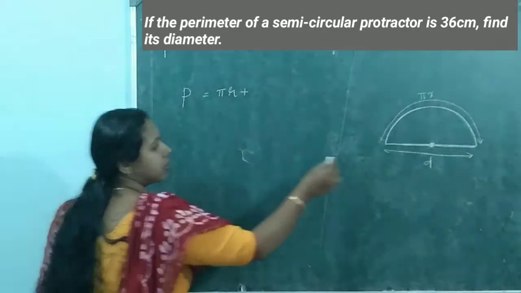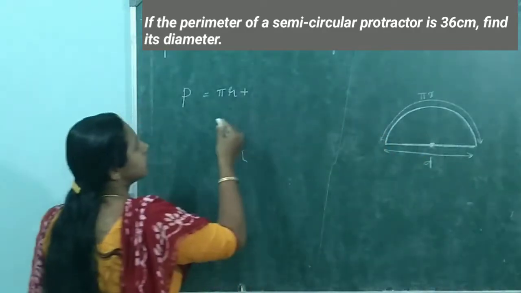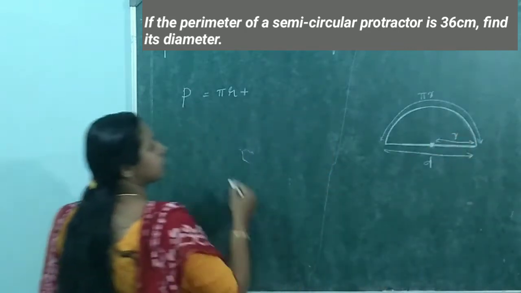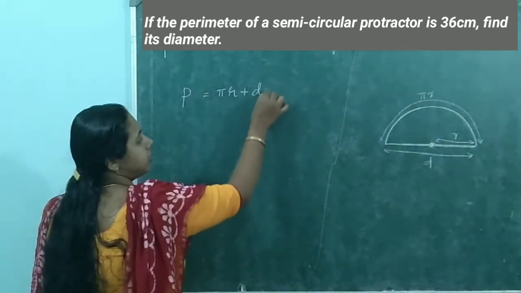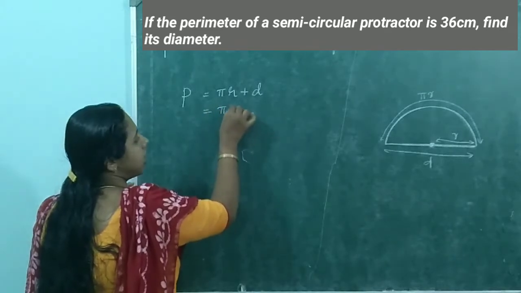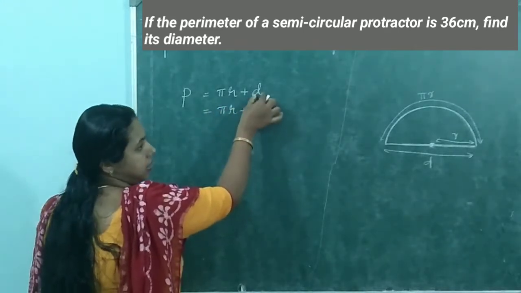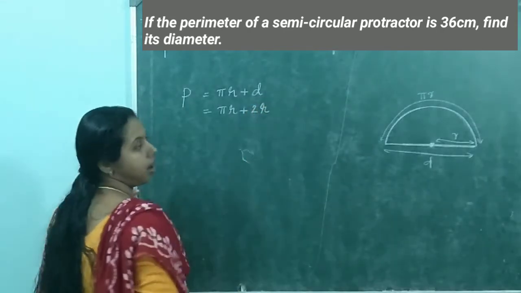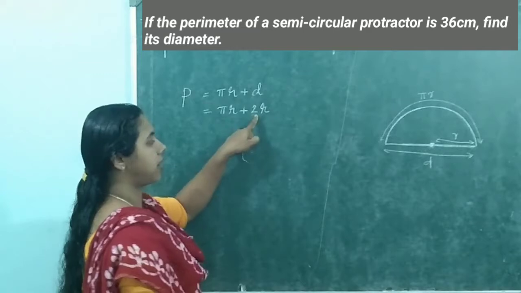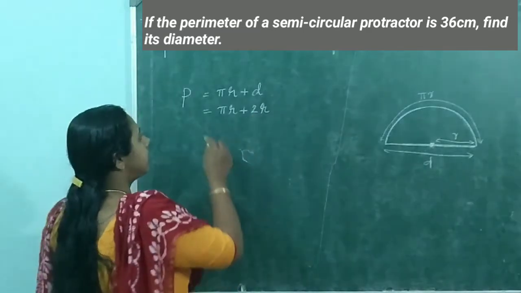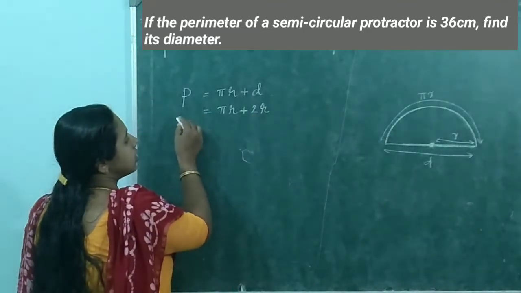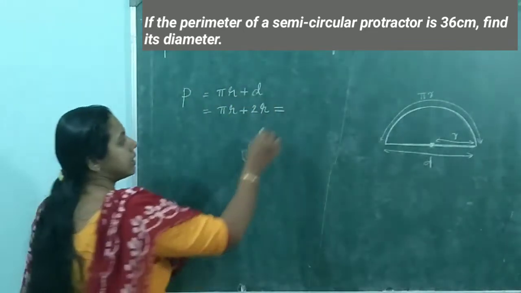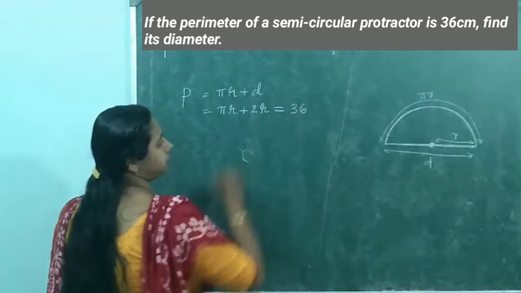diameter. Here the diameter is given, and this is the radius. So pi r plus d, or you can write pi r plus diameter, which is double the radius. So pi r plus 2r. Instead of diameter you can write 2r. And this perimeter is given for you. That is equal to how much? Perimeter of the semicircle is equal to 36 centimeter.